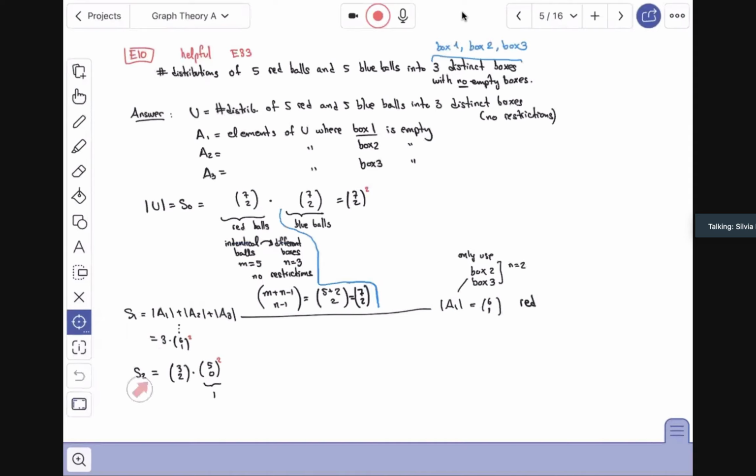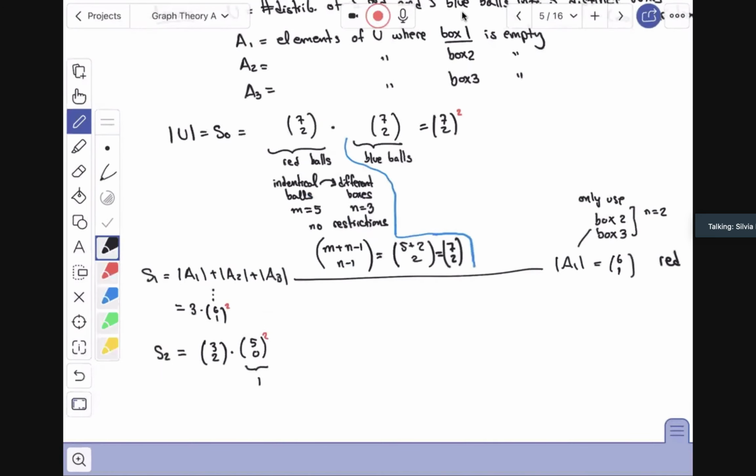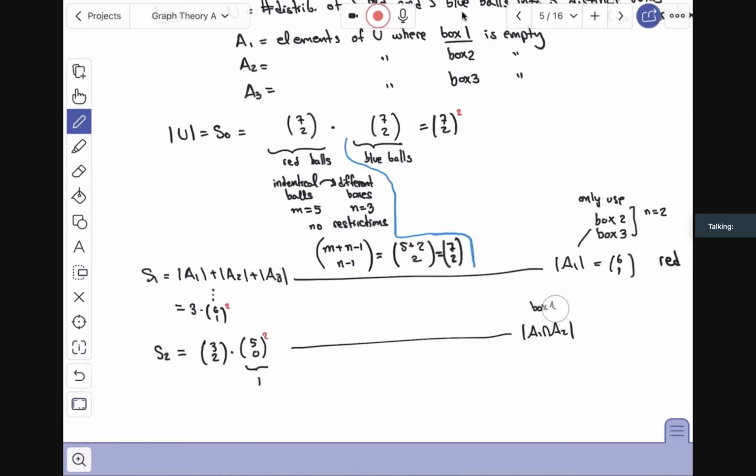And then for S2, I need to look at the double intersections. But when I do the double intersections, let's say for this one as an example, when I do A1 intersection A2, box 1 and box 2 are empty. So you only use box 3, right? Because the other 2 are empty. So that makes it n equals 1. Same argument, but with n equals 1.